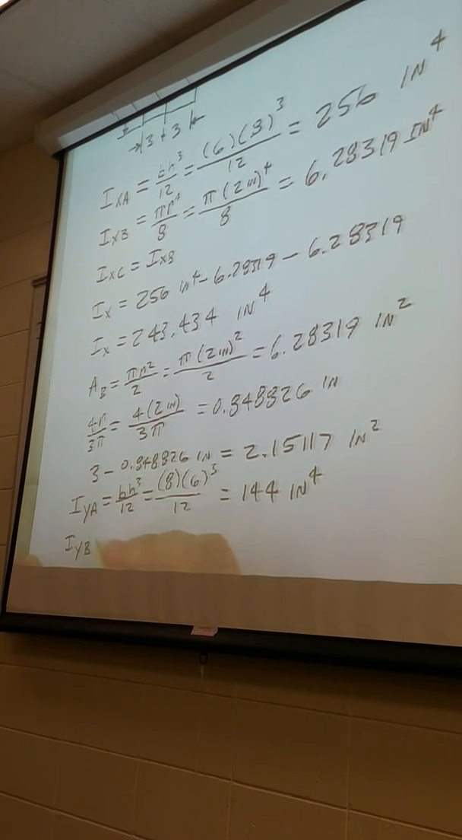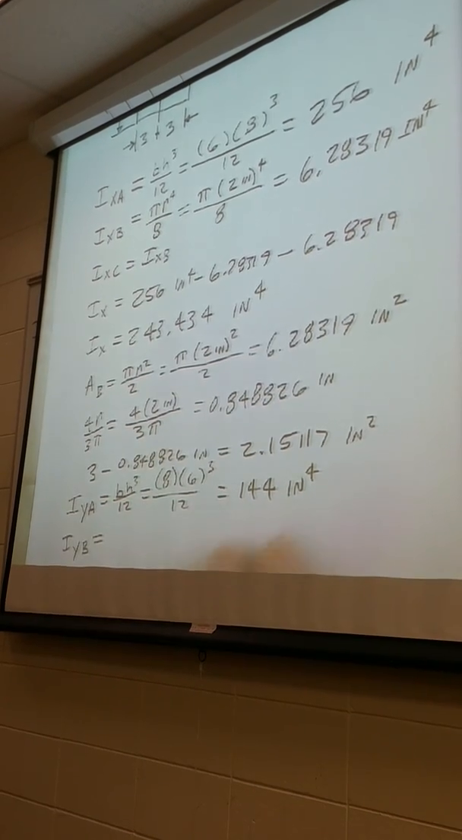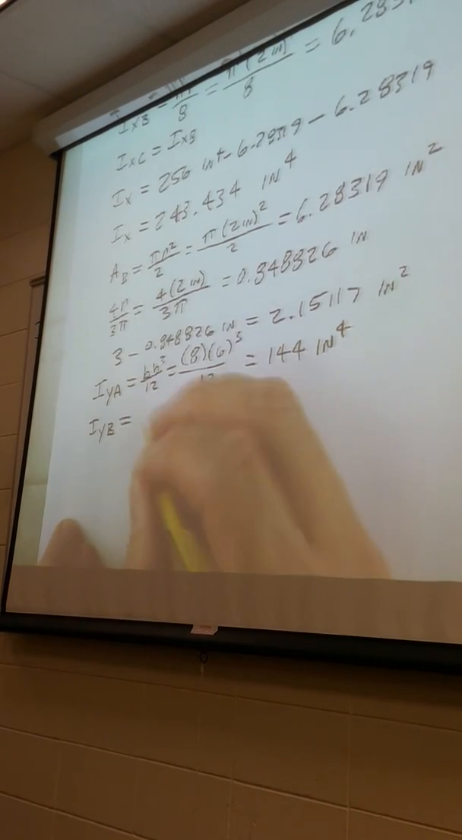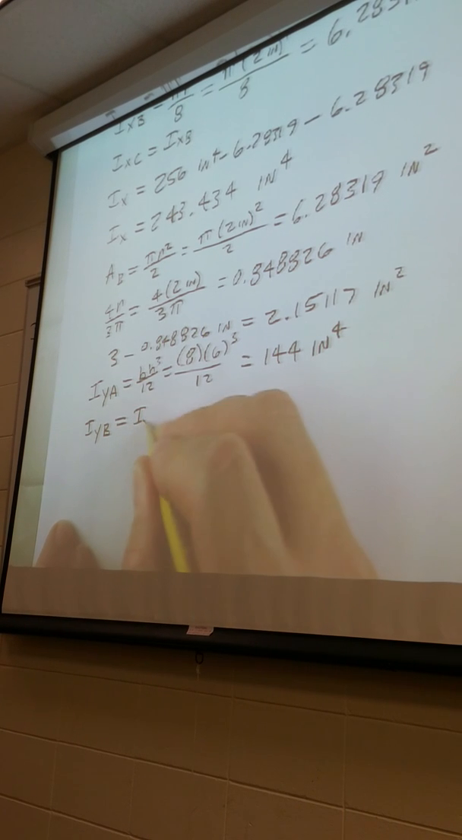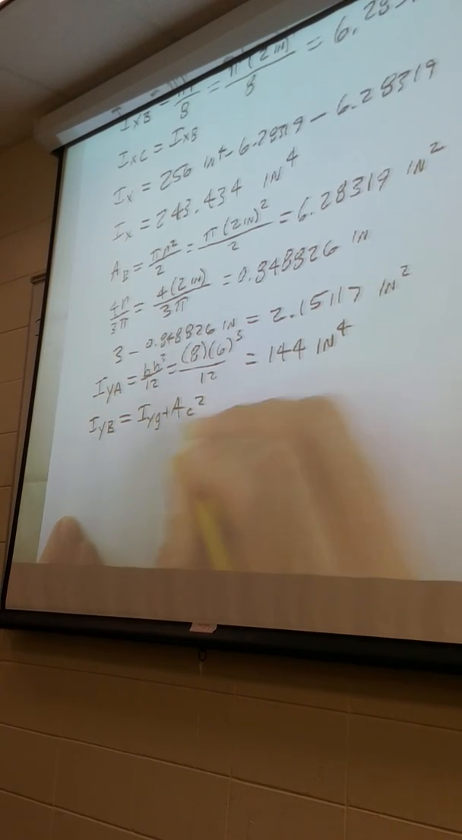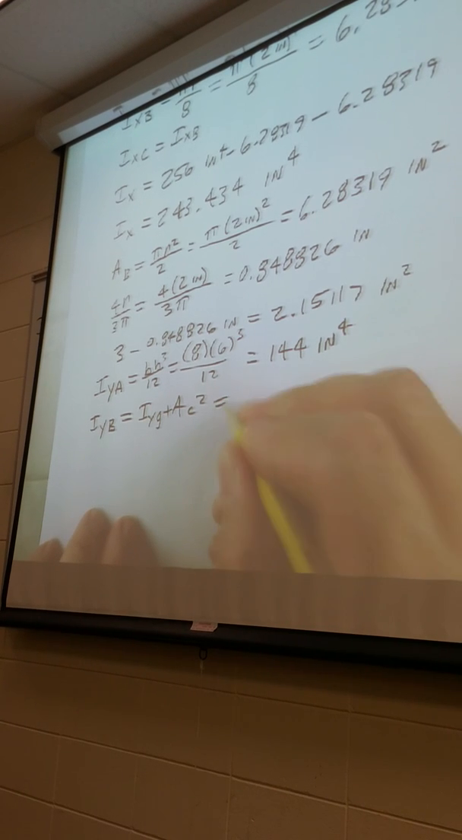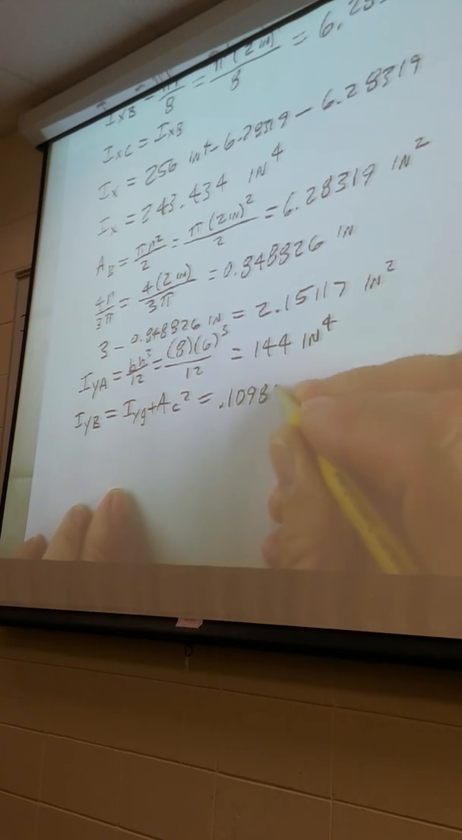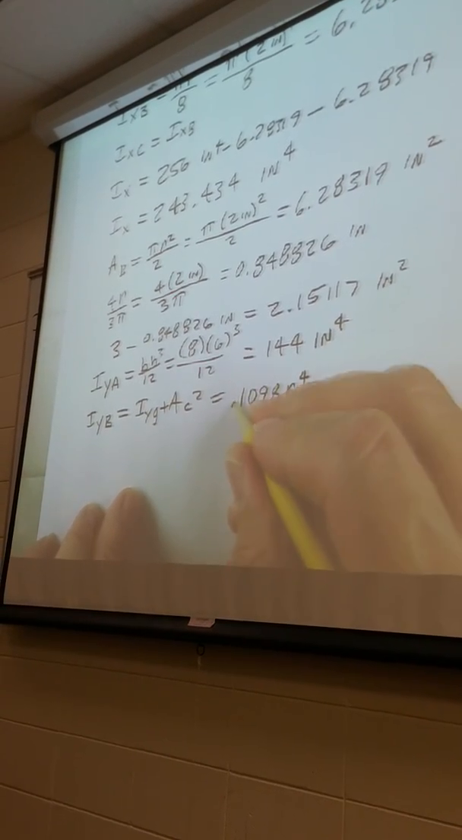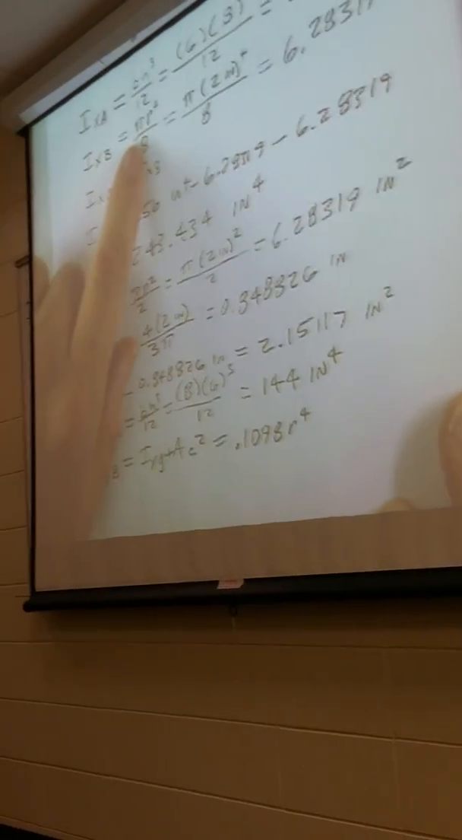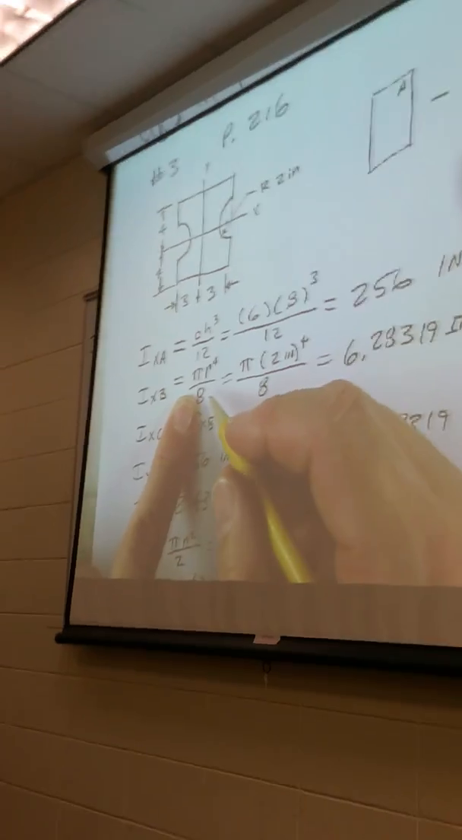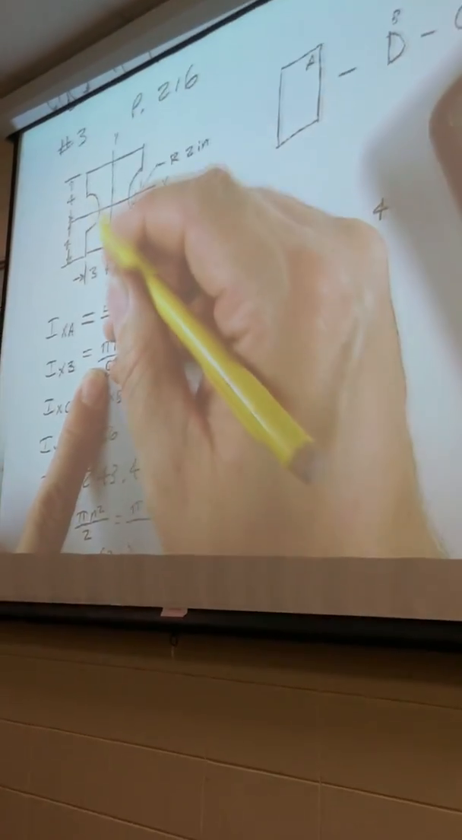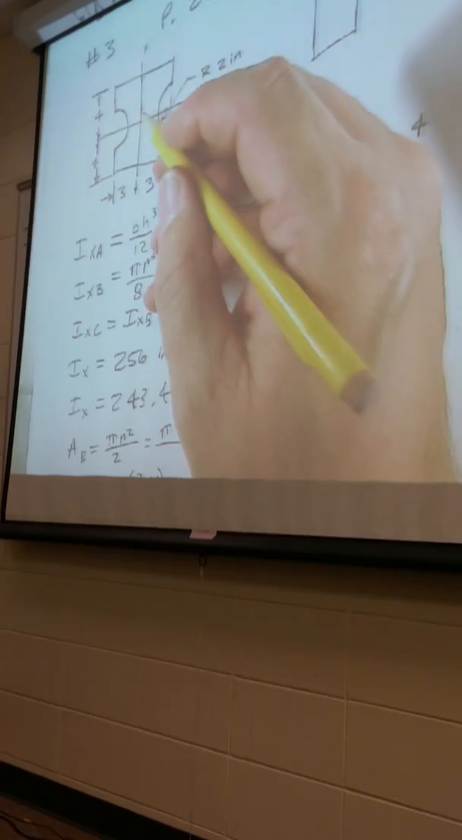IYB now gets interesting, because in order to find IYB, I need to use the parallel axis theorem. So we need to do this thing right here. We got that 0.1098 radius to the fourth. For the x-axis, the bounding edge was perpendicular to the axis. Now for Y, the bounding edge is parallel to the axis, so now I use this one.